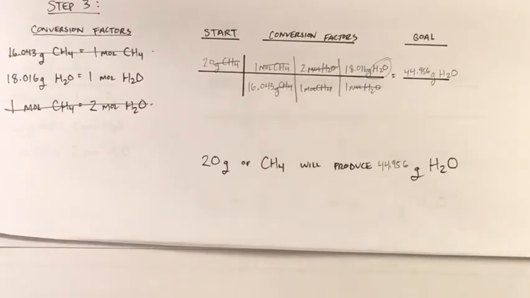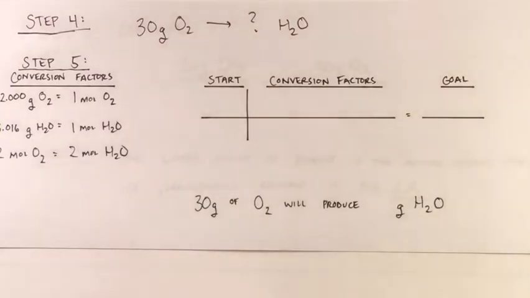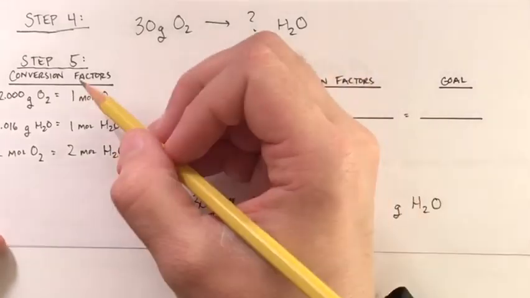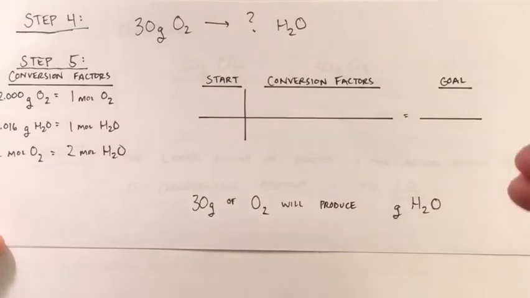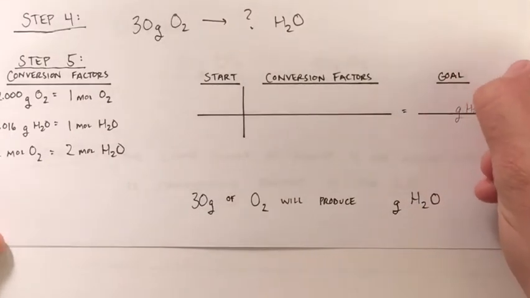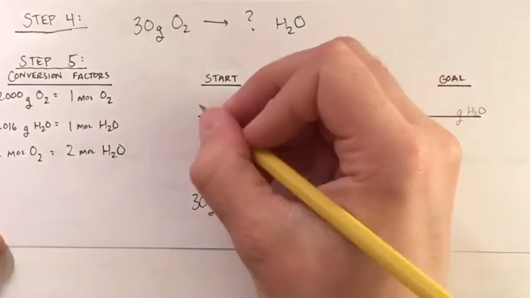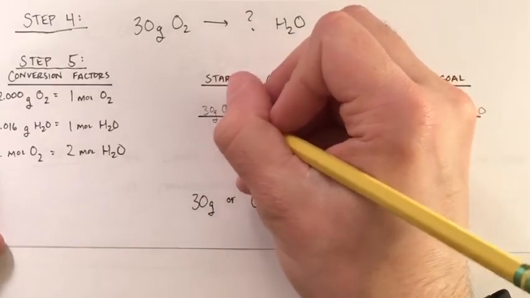All right, so our next step here is to go with our next reactant. So that reactant is oxygen. I have 30 grams of O2. I want to find out how much H2O I can make from that. Again, I need a conversion chart. I have all my conversion factors lined up already. My goal is the same as the other one, grams of H2O. But this time I'm starting with 30 grams of O2.